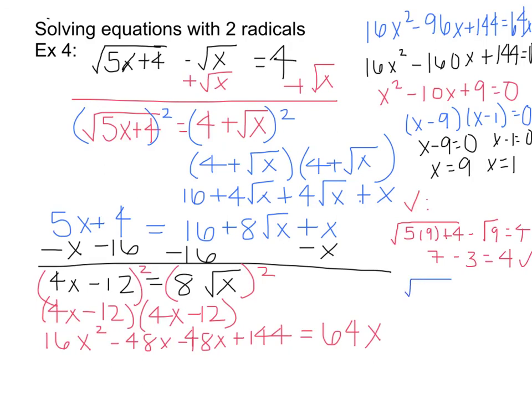Let's plug in 1. We have 5 times 1 plus 4 minus the square root of 1 should equal 4. 5 times 1 is 5, plus 4 is going to give me 9. The square root of 9 is 3. The square root of 1 is 1. 3 minus 1 does not give me 4. So 1 is extraneous. Your final answer in this problem is only x equals 9.